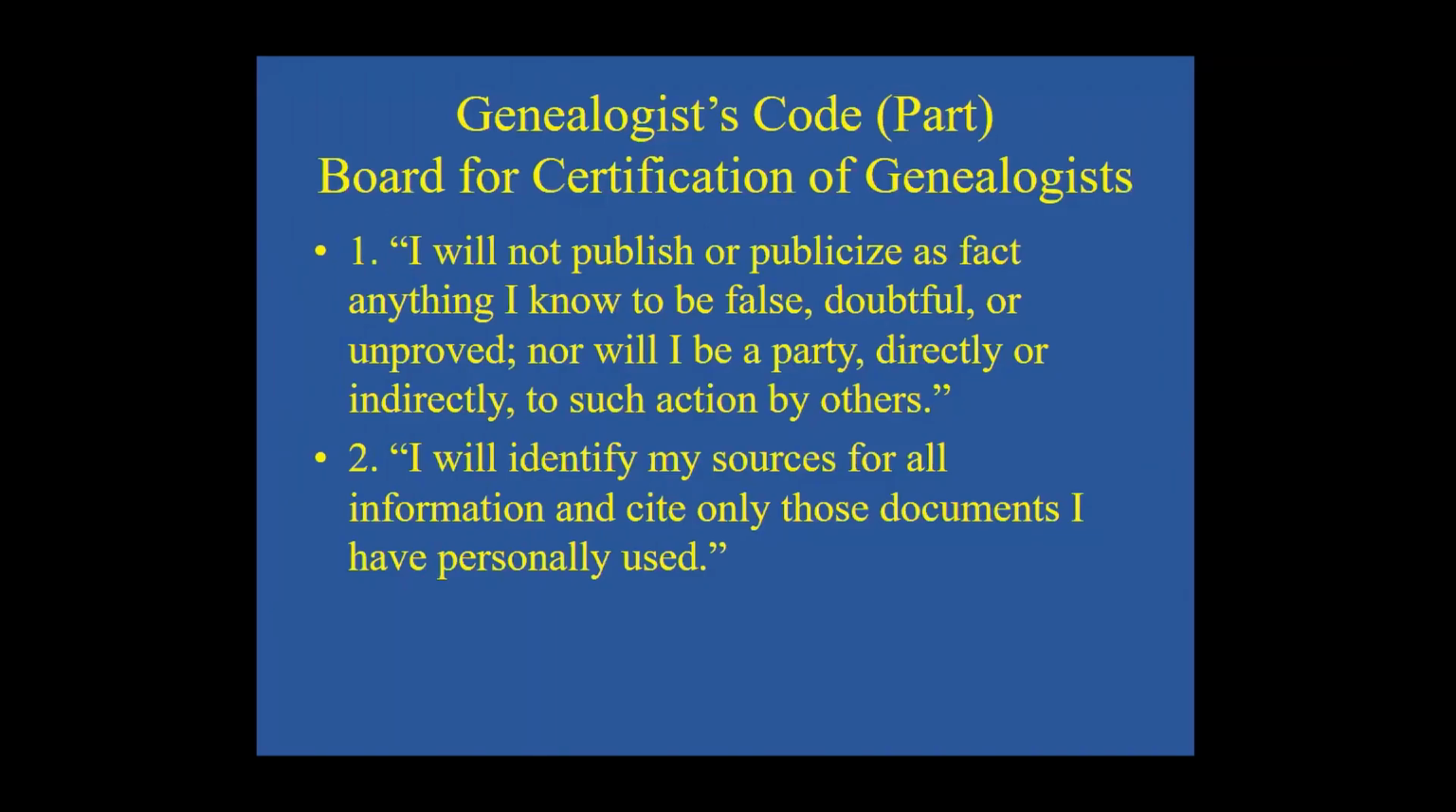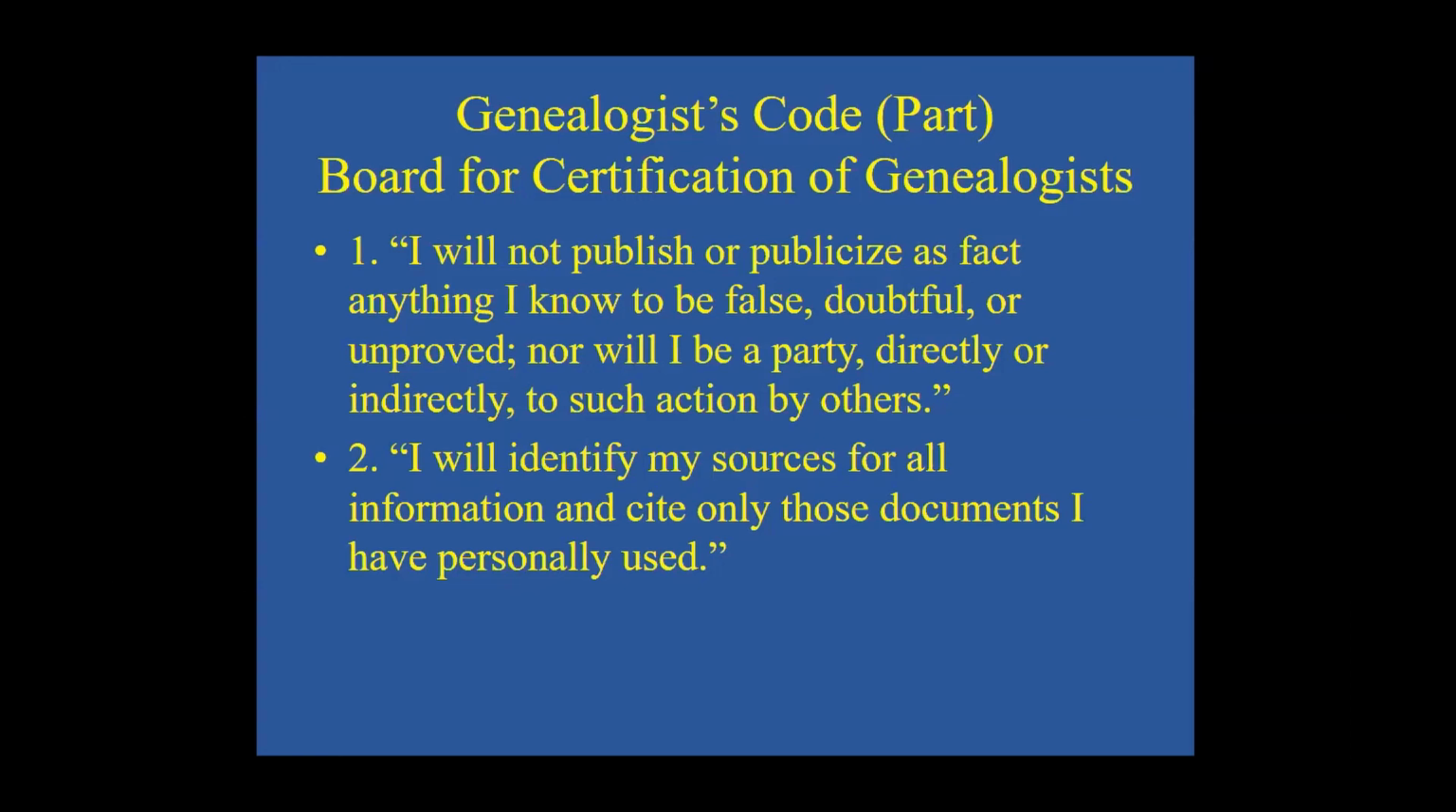Just a brief mention here of something called the Genealogist's Code. This is something that I, as a certified genealogist, have to sign when I become certified. It's a code of ethics that genealogists should adhere to. And one of the points of it is, I will not publish or publicize as fact anything I know to be false, doubtful, or unproved, nor will I be a party directly or indirectly to such an action by others. And the other point is, I will identify my sources for all my information and cite only those documents I have personally used.